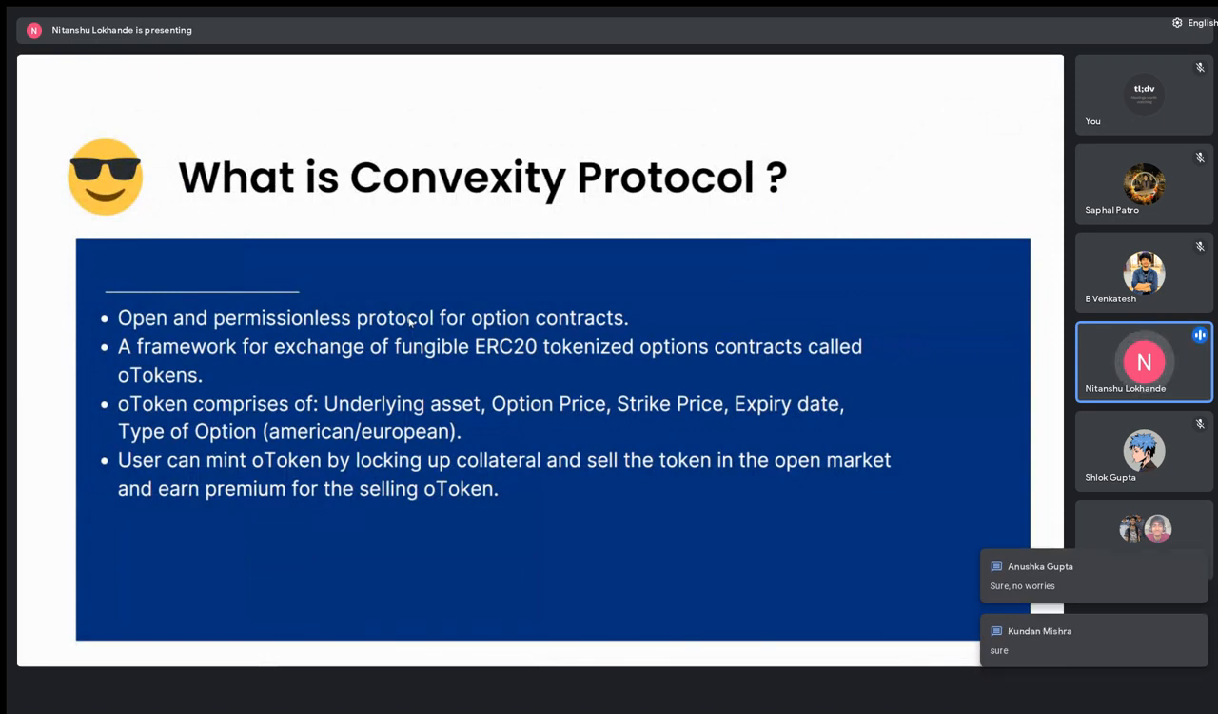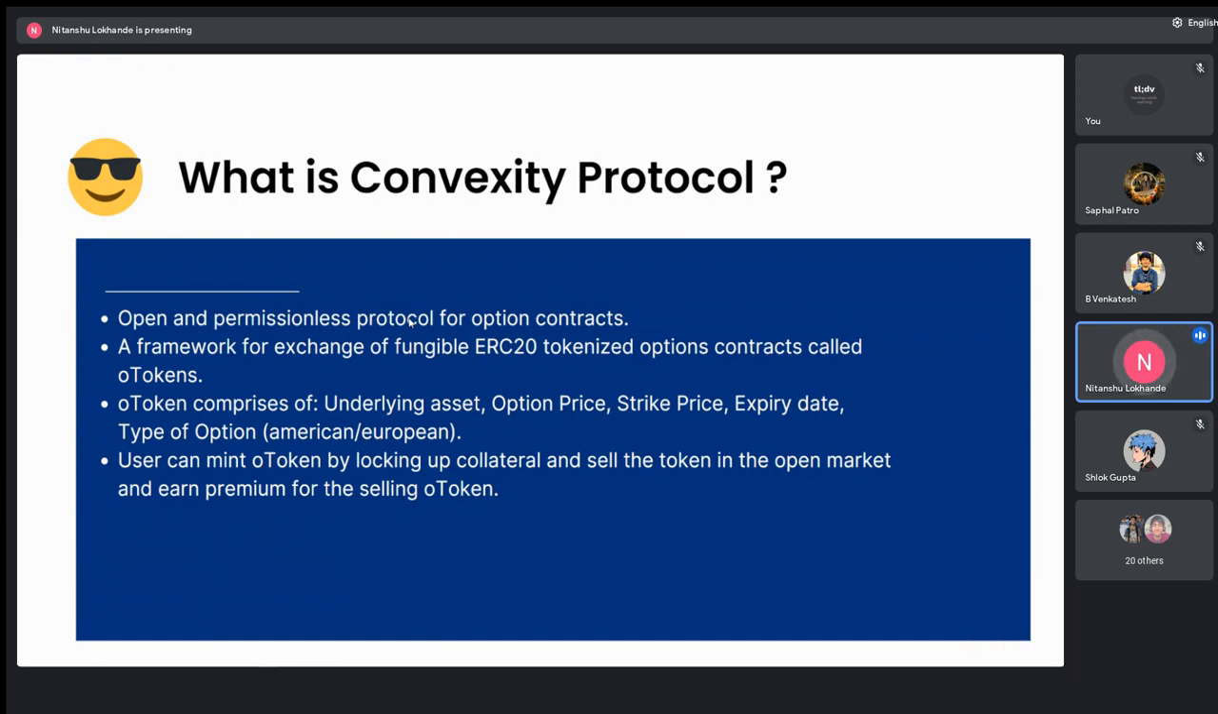Basically, the Convexity protocol is an open and permissionless protocol devoted to option contracts only. Using this framework, a user can mint ERC20 tokens, known as O tokens, and can exchange those tokens using this protocol. An O token, which is made up of an option contract, comprises these fields: the underlying asset for which the token is made, the option price, the strike price, the expiry date, and the type of option.